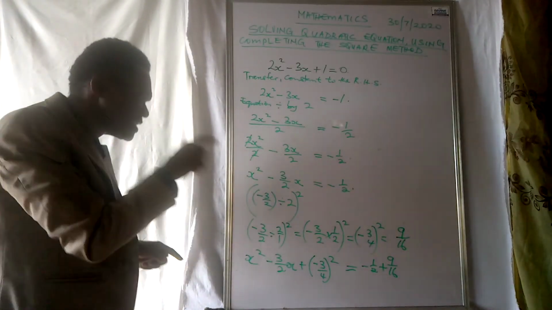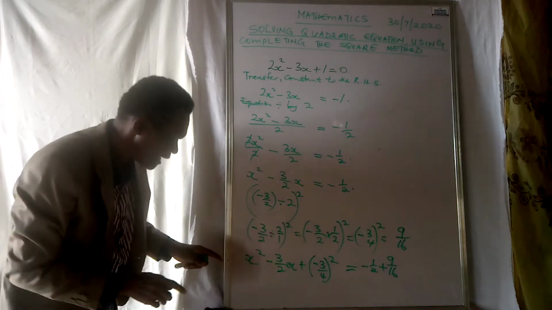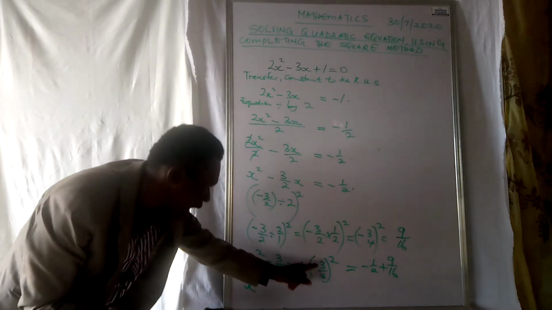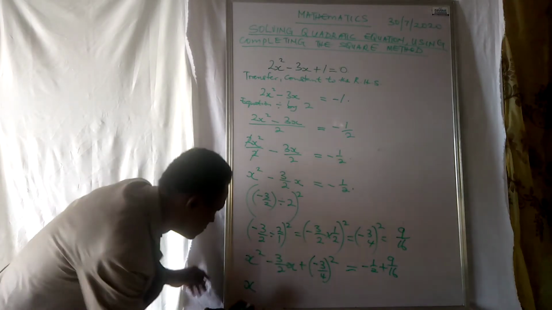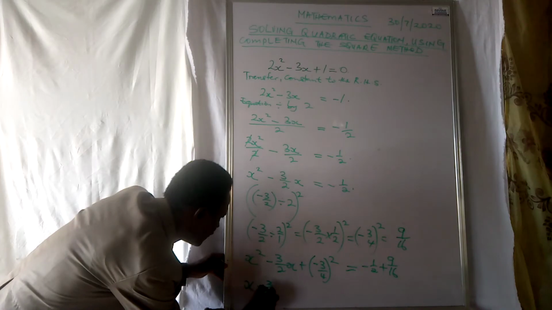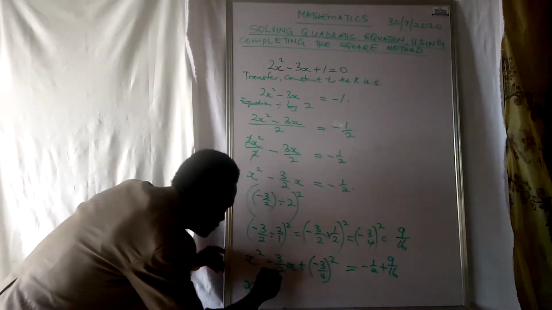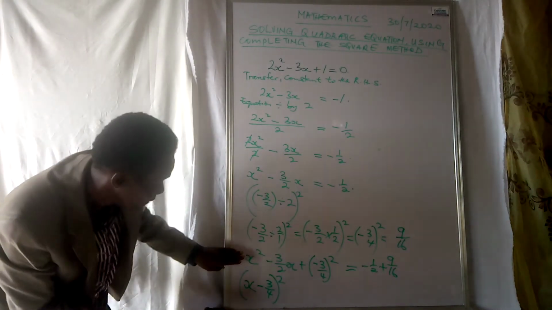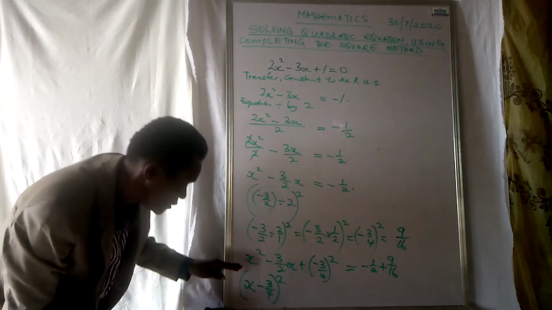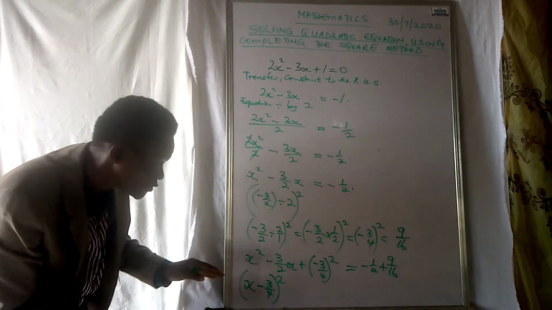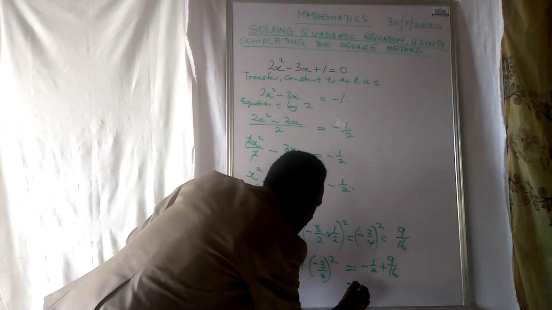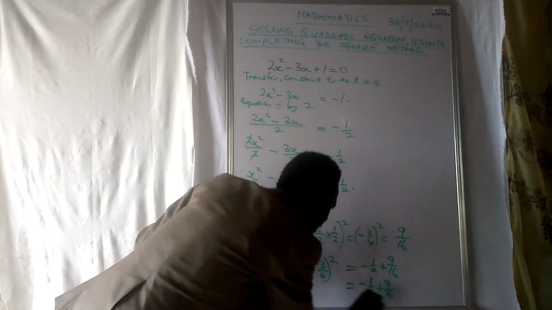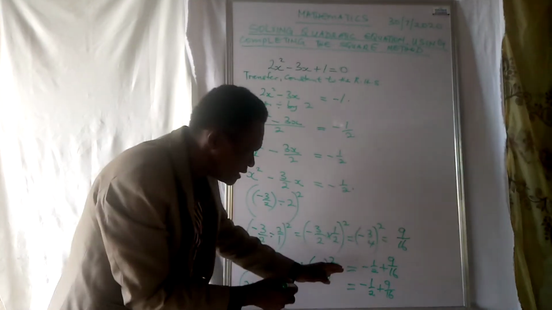So the next step, we are going to take one x from here, then we add minus 3 over 4, and we put it all squared. If you expand this one, you will obtain this one. So x minus 3 over 4 all squared is equal to minus 1 over 2 plus 9 over 16. Now, let us expand the right hand side first.